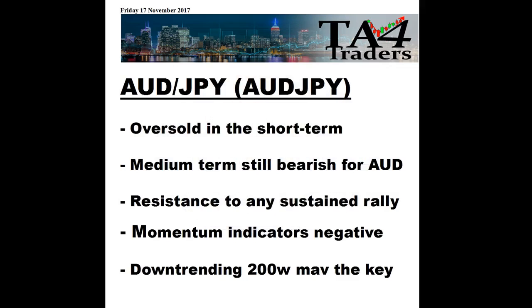So that's been TA for Traders, looking at the Aussie dollar against the Japanese yen. The conclusions should be that the Aussie dollar is oversold in the short term, but remains in the medium term bearish. There's going to be a resistance to any sustained rally from those downtrending moving averages. Momentum indicators remain negative, and the key for the whole medium term picture is that downtrending 200-week moving average.